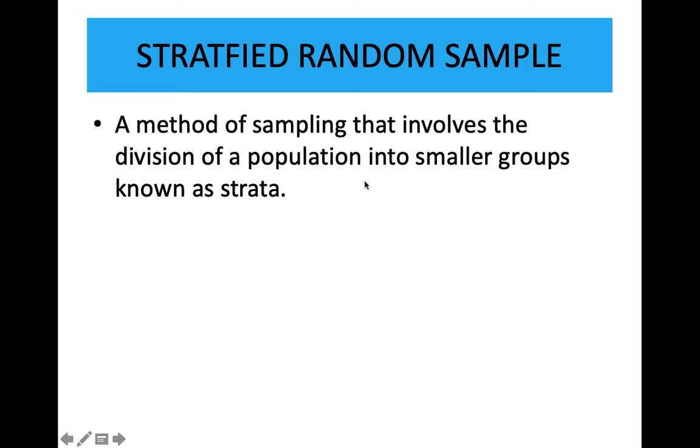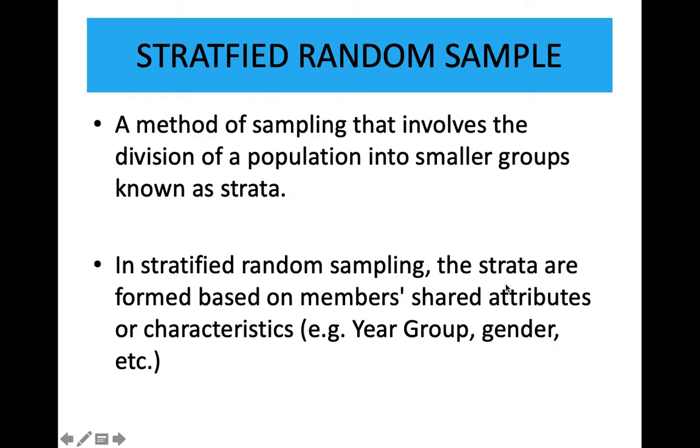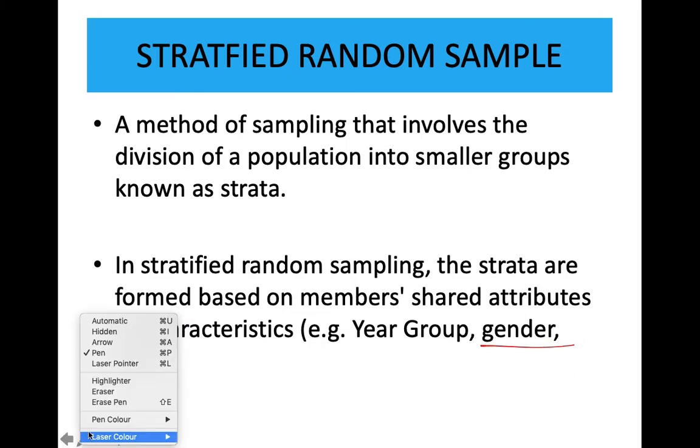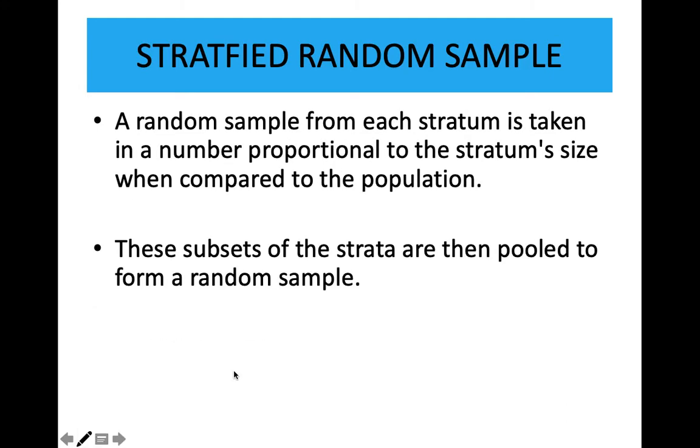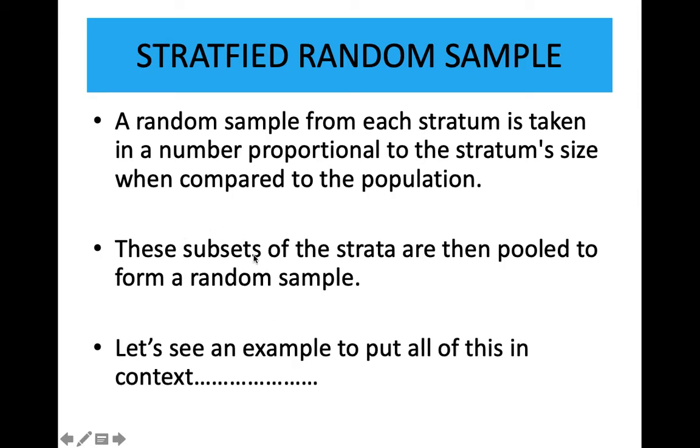A sampling method that involves the division of a population into smaller groups known as strata. In stratified sampling, the strata are formed based on members' shared attributes. So like in that video, we had gender and we had religion. Let's talk about a numerical example we may have. We need to find, first of all, the subsets of the strata.